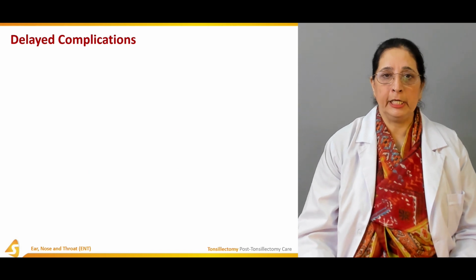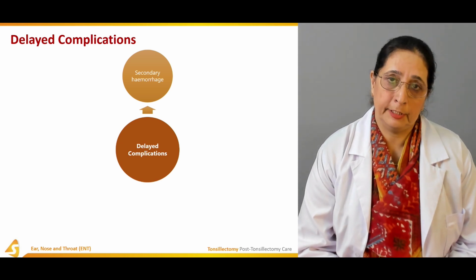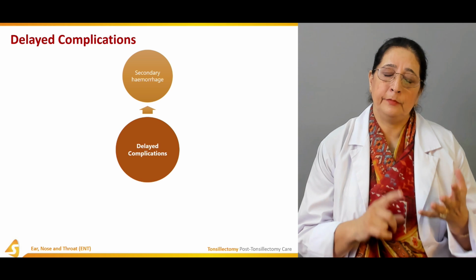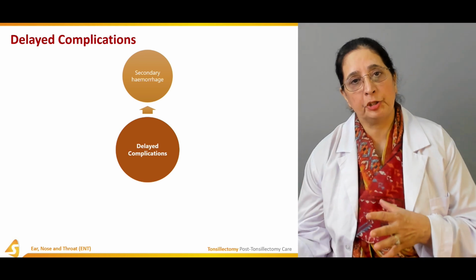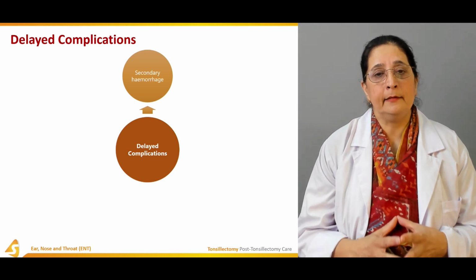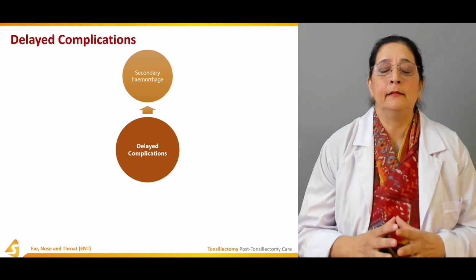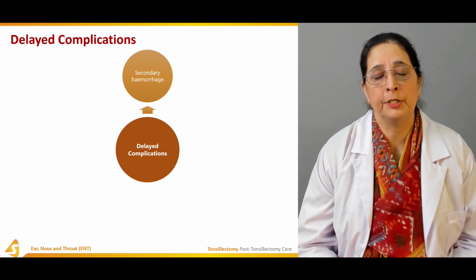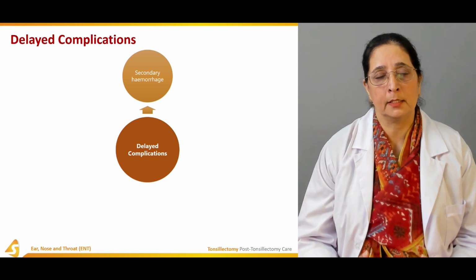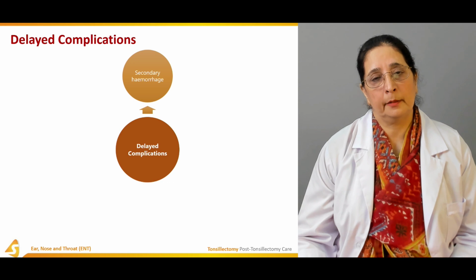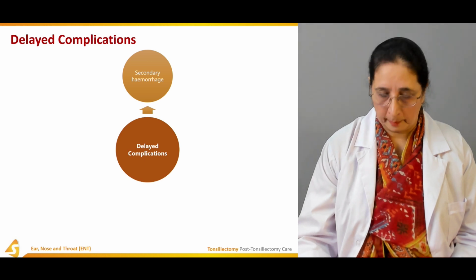Some delayed complications of tonsillectomy. We have secondary hemorrhage. So 3 types of hemorrhage. We said primary hemorrhage during the surgery, then we have reactionary hemorrhage, and then secondary hemorrhage. Once there is complete recovery, healing occurs, then sometimes secondary hemorrhage or bleeding can occur from some surrounding tissues that can be injured in the process. So secondary hemorrhage can also occur as a late complication.